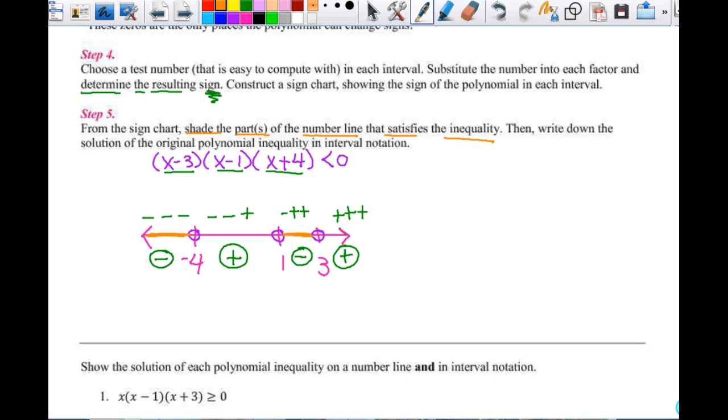Then write down the solution of the original polynomial inequality in interval notation. So this right here, what I've shaded, goes from negative infinity to negative 4. I never include my infinities. This is an open circle, so I do not include negative 4. If it was a closed circle, it would be a bracket. And then it's negative again here from 1 to 3.